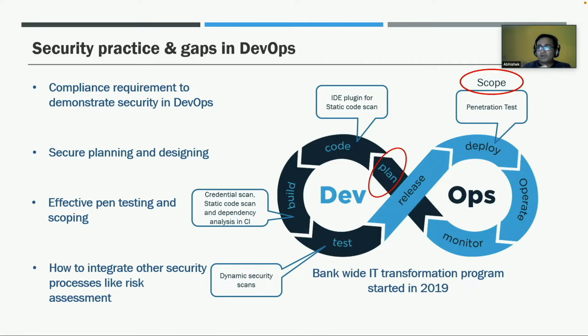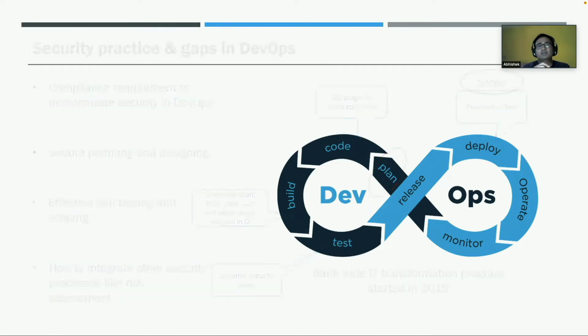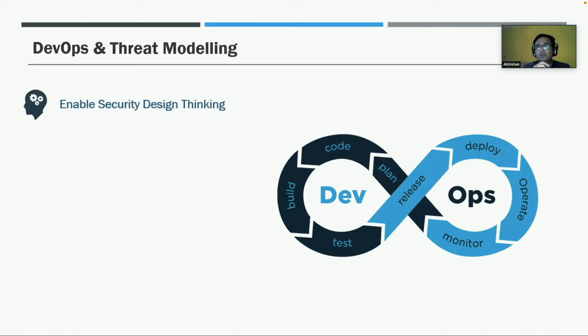And when we tried to find out what could be the possible solution, we landed on threat modeling, right? So we made threat modeling a mandatory step in the DevSecOps journey of the teams. And we really wanted to nurture the security culture and enable security design thinking, along with the other automated security assessment tooling, which is already part of the CI/CD or these DevOps processes.